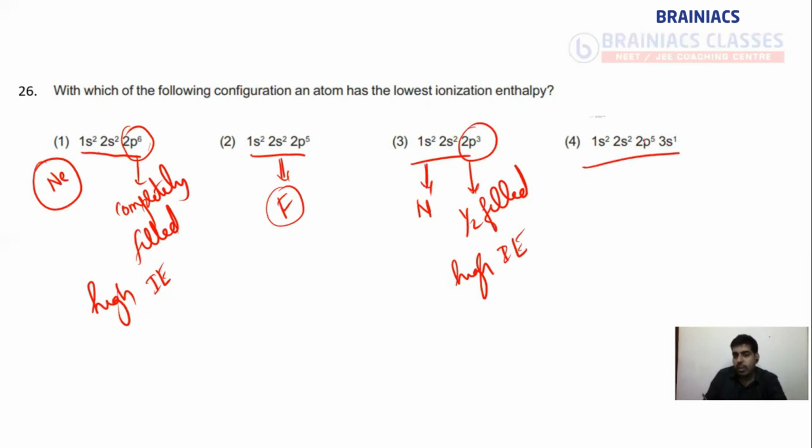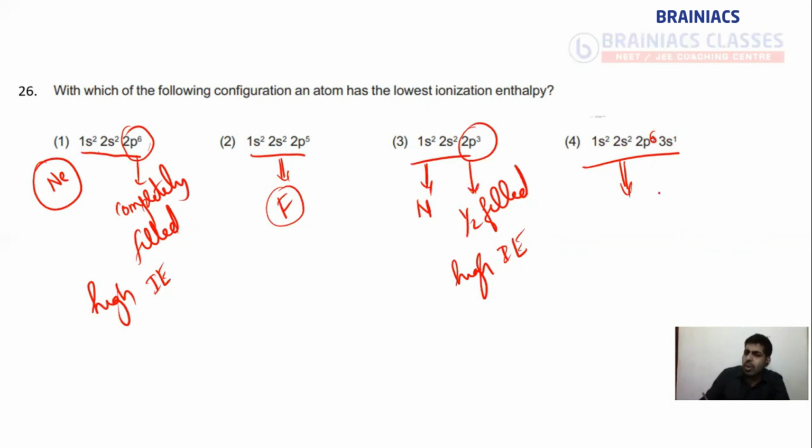2p5, 3s1. One electron is promoted to the 3s orbital. Now here 1s2, 2s2, I think it may be 2p6. I don't know, I think it may be wrong. It is maybe 2p6: 1s2, 2s2, 2p6, 3s1. Actually this is 2p6. Okay, it is not 2p5. It is 2p6, 3s1.